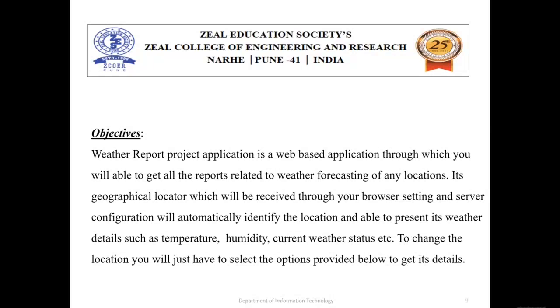A graphical locator, which will be received through your browser settings and server configuration, will automatically identify the location and be able to present its weather details such as temperature, humidity, current weather status, etc. To change the location, you will just have to select the options provided below its details. Now Komal will continue the further process.